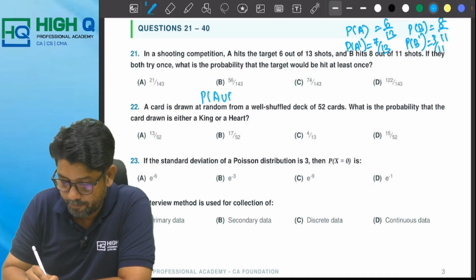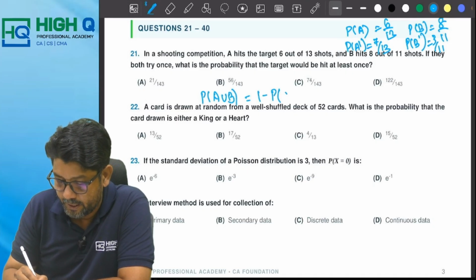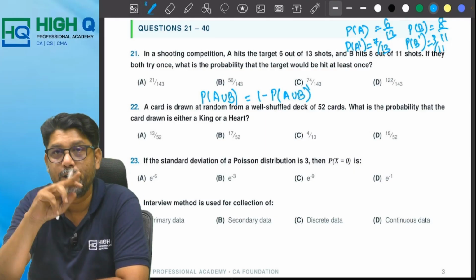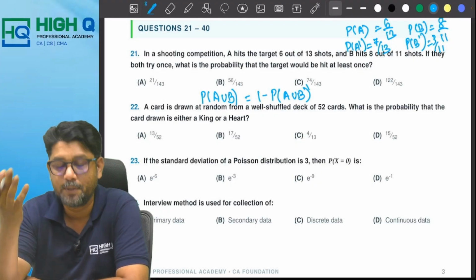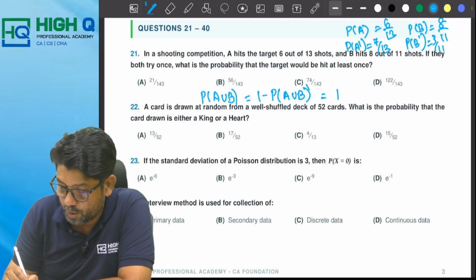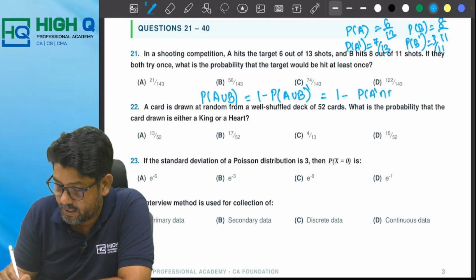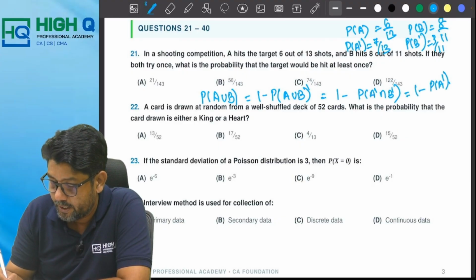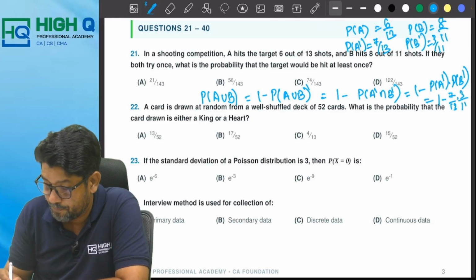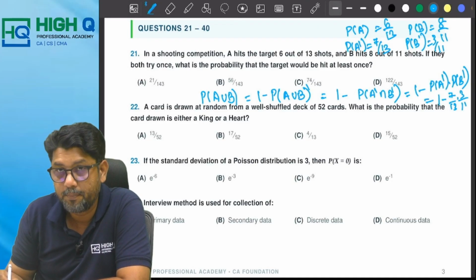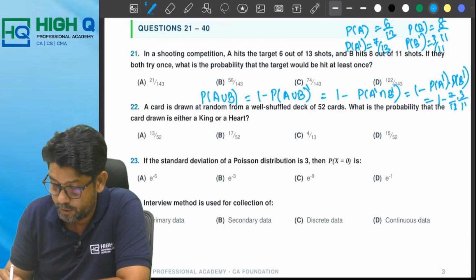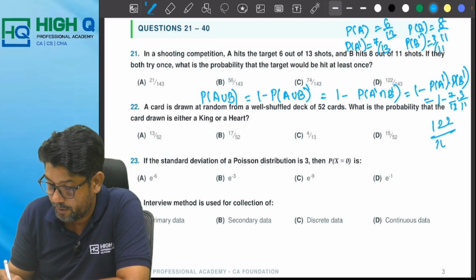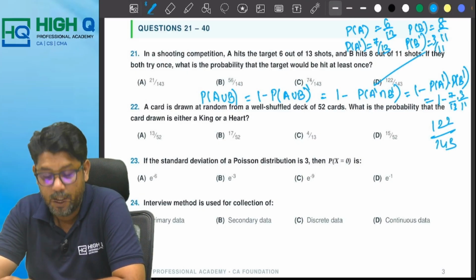So they ask you to find out P of A union B. This I can write as 1 minus P of A union B the whole dash. You know P of A dash is 1 minus P of A, so P of A is 1 minus P of A dash. So by De Morgan's law, 1 minus P of A dash intersection B dash, my dear. Since they are independent, 1 minus P of A dash into P of B dash is equal to 1 minus 7 by 13 into 3 by 11. 13 11s are 143. 143 minus 21 is 122. 122 divided by 143. This is the answer. Option D.